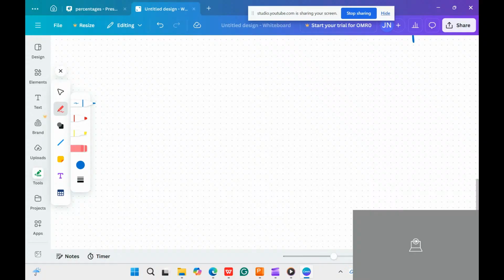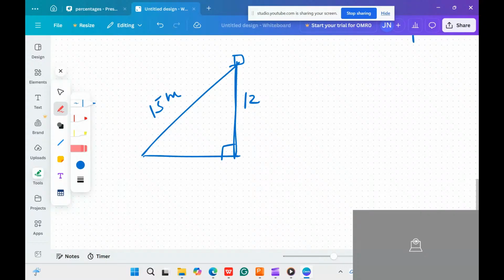There's a ladder, placed like this. It is 15 meters long and placed against a window which is 12 meters high. Obviously the window is here. It will be standing, which means it will make a 90-degree angle for sure. Okay, so now let's see.